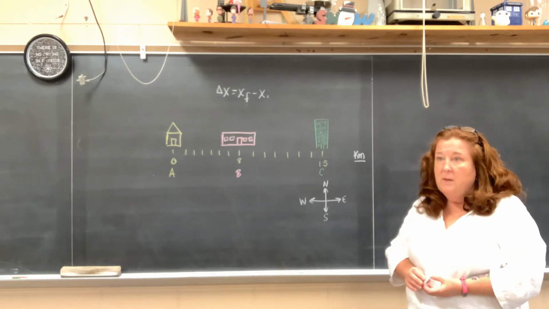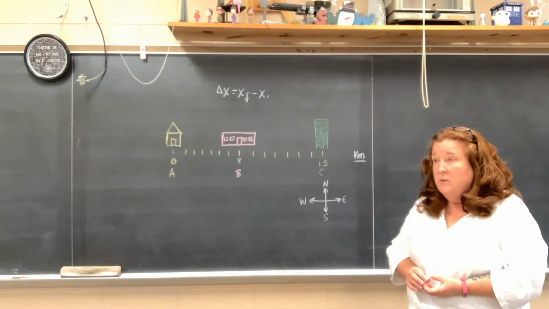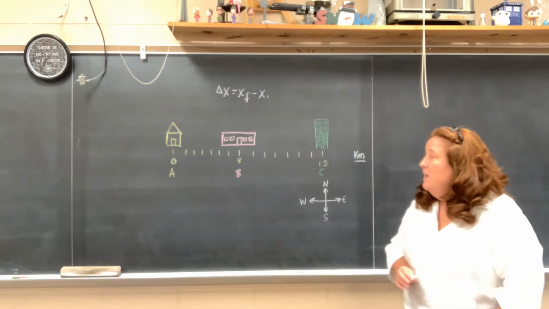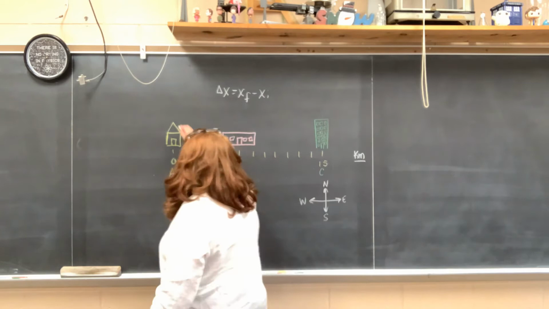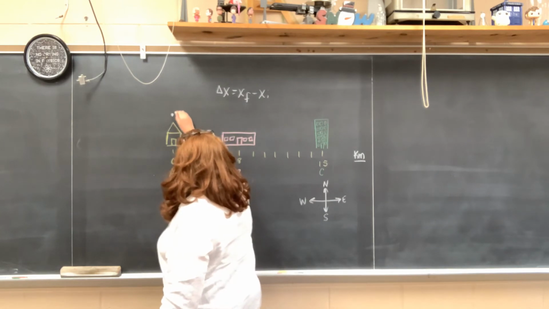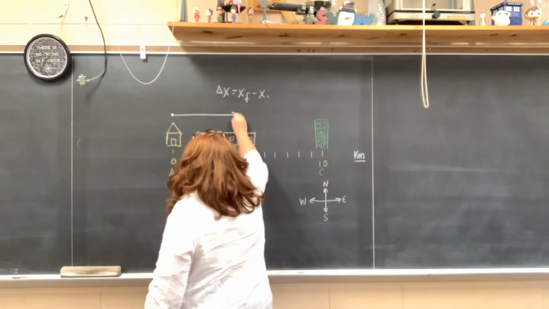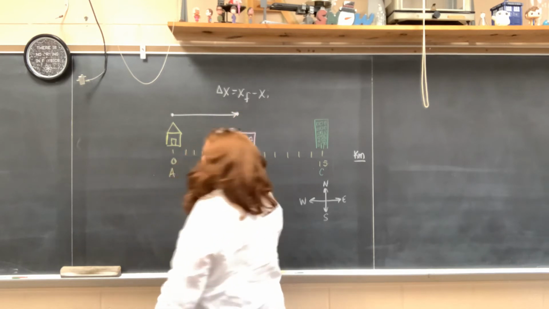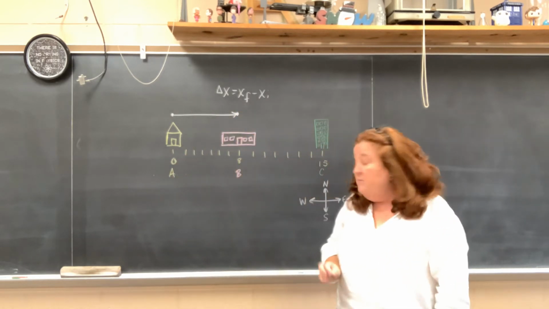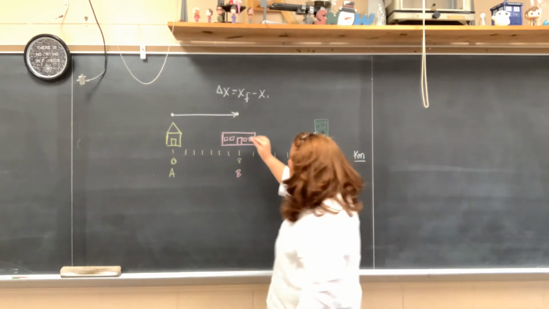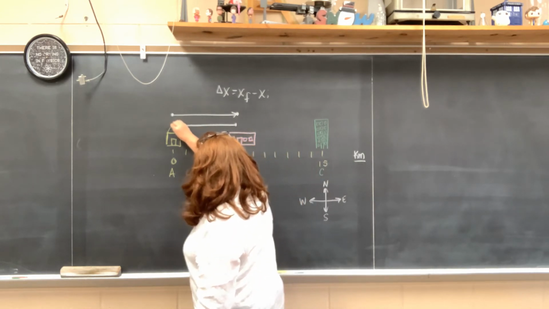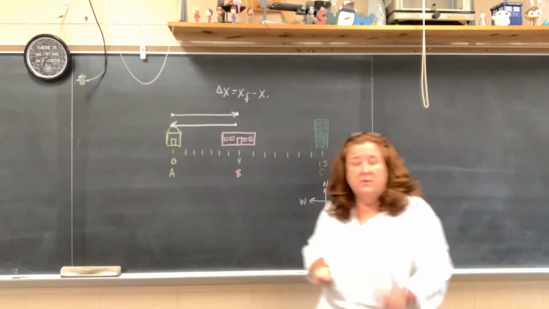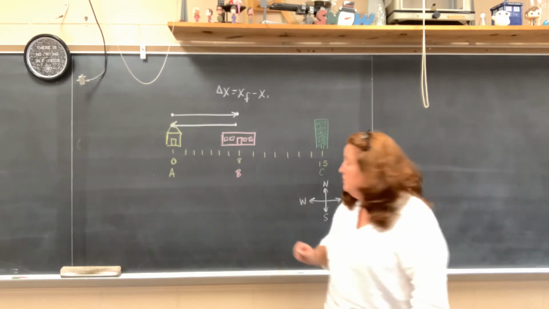Now we're going to start talking about traveling back and forth, which are going to be distances and displacements. Let's say we start at our house, and we go from our house, which is at point A, and we go to point B, which is the mall. From there, we then decide to go from the mall back to our house. There's a difference between distance and displacement.